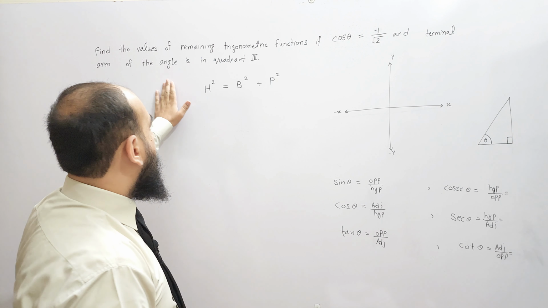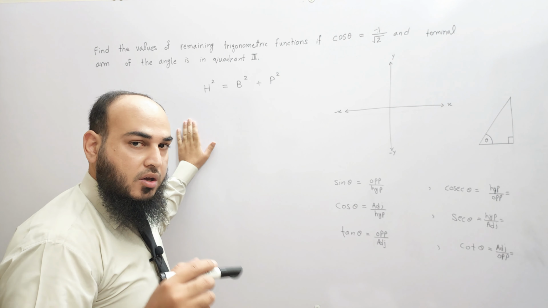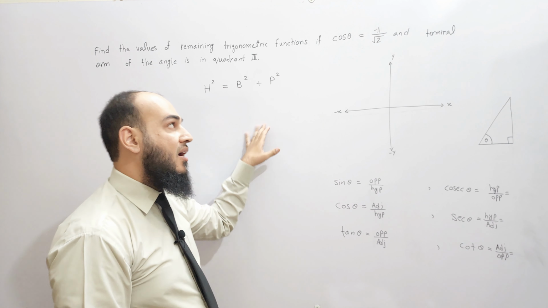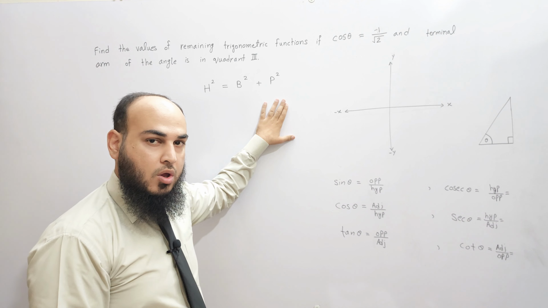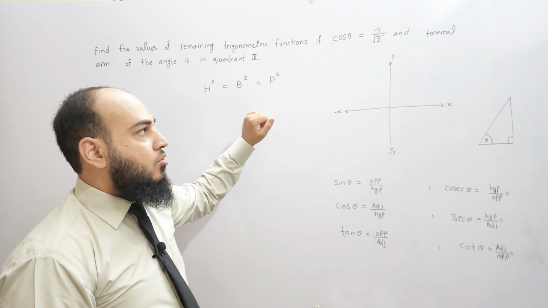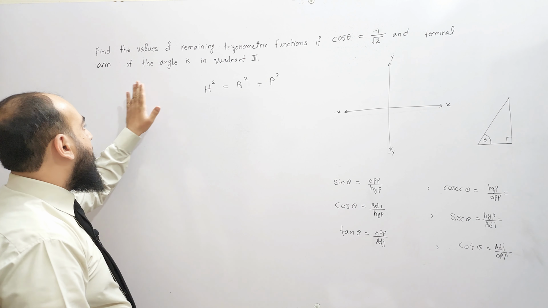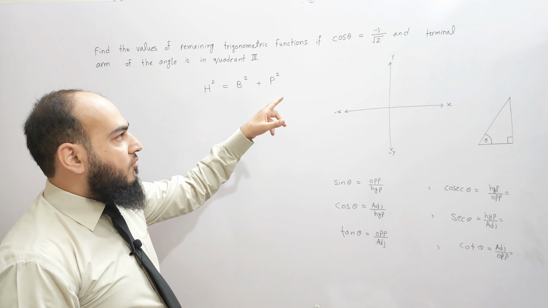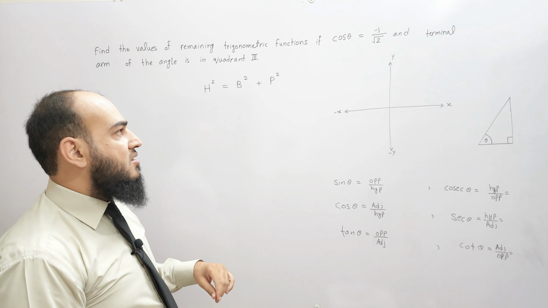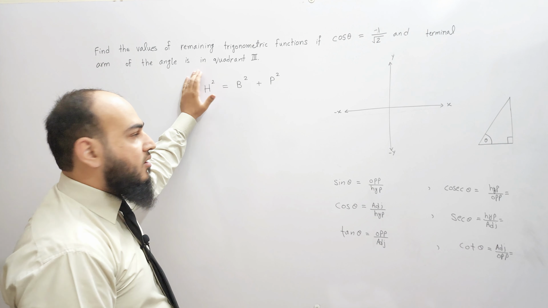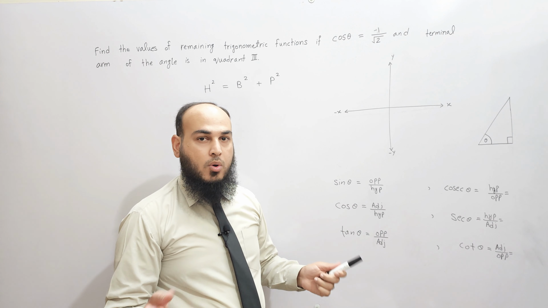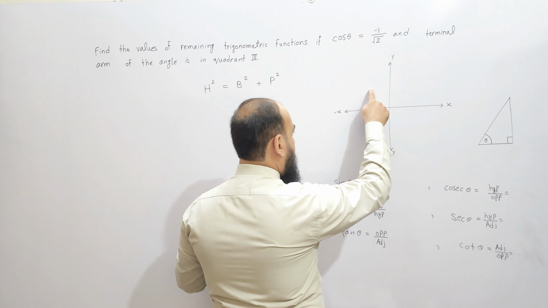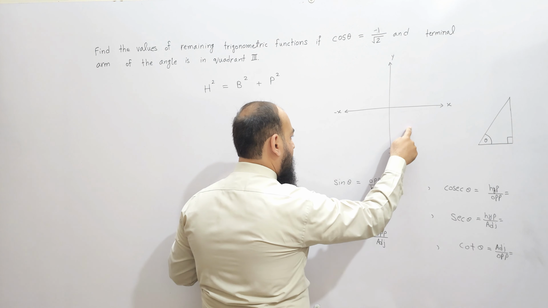Question is here. Find the values of remaining trigonometric functions if cos of theta is equal to -1 upon square root of 2 and terminal arm of the angle is in quadrant 3. Okay, the value of cos theta is given and the terminal arm of the angle is in quadrant number 3. This is first quadrant, this is second quadrant, this is quadrant number 3, this is quadrant number 4.